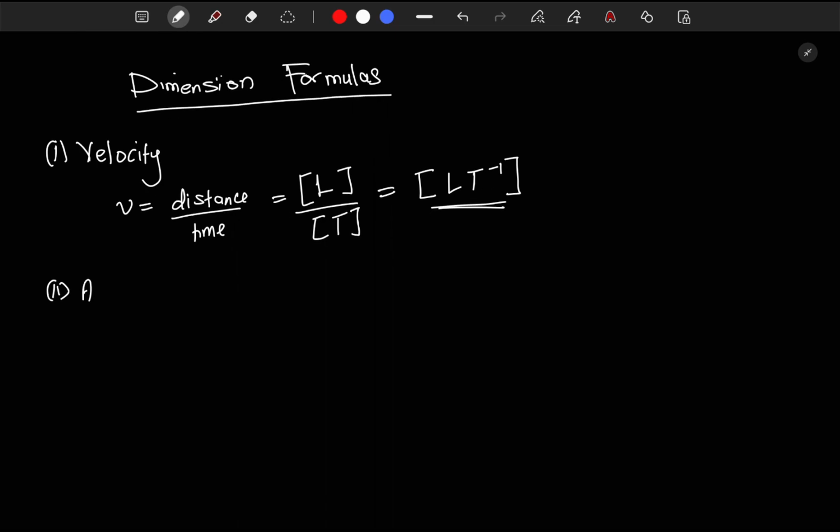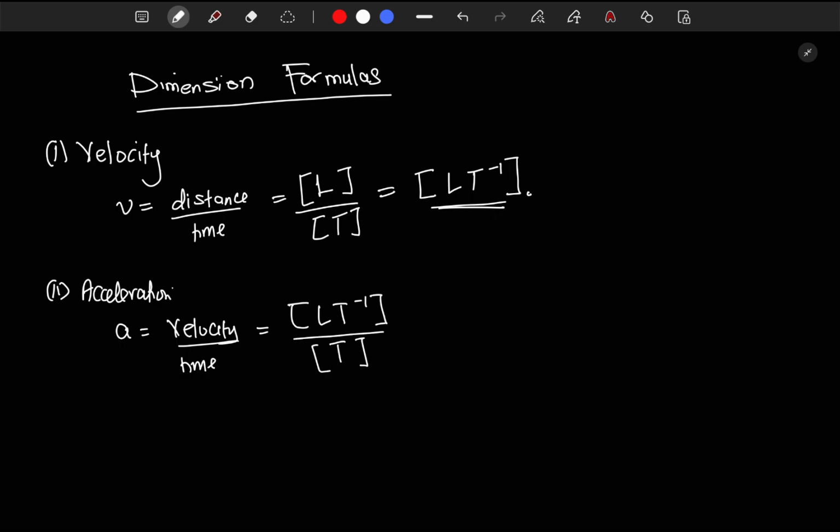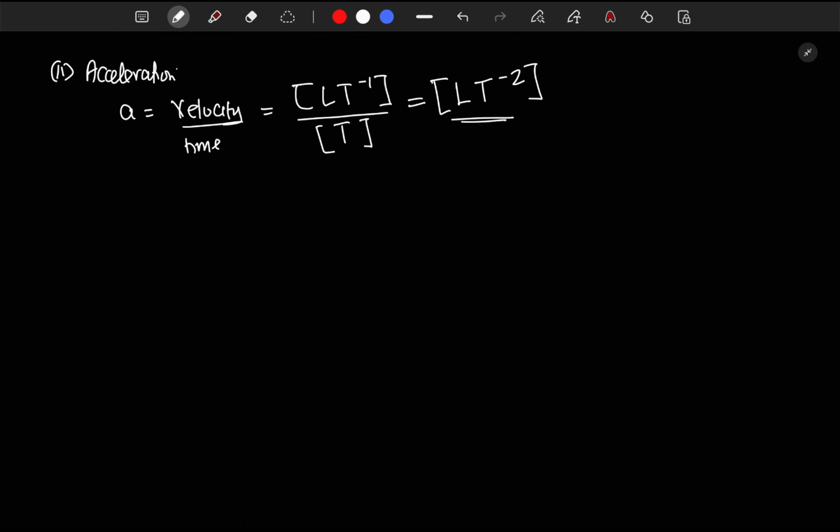Let's look at acceleration. Acceleration is equal to velocity divided by time. But velocity is [LT^-1], and we divide by time, T. Because there are two T's, this becomes [LT^-2]. This is the dimensional formula for acceleration.